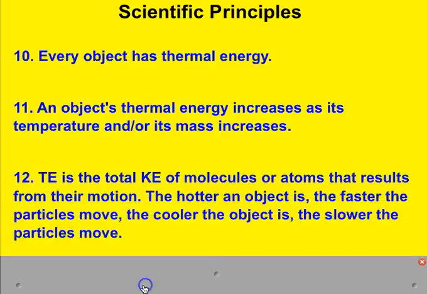And we have a third one here, number 12. Thermal energy is the total kinetic energy of molecules or atoms that results from their motion. The hotter an object is, the faster the particles move. The cooler the object is, the slower the particles move. So go ahead, add these to the front of your book, to the scientific principles, and we're going to go over these again when we go over the lab in class.